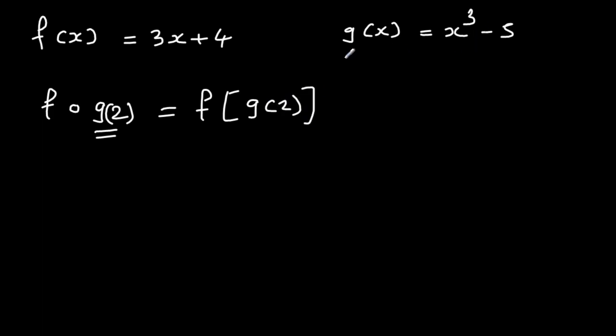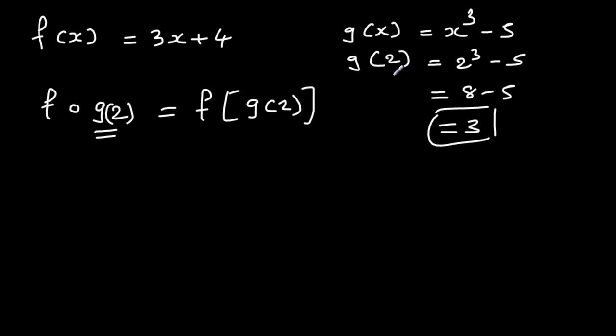So what happens if I input 2 in this? If I input 2, it will be something like this: 2 cube minus 5. 2 cube is 2 times 2 times 2, 8. 8 minus 5, 3. So the value of g of 2 is 3. So here I can replace this by 3. I can say this is f of 3.